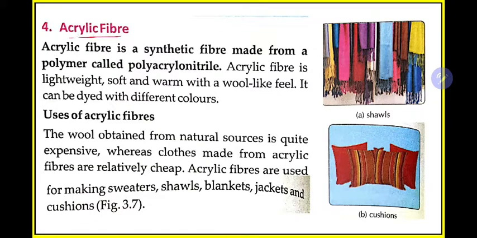Next is acrylic fiber. So what is acrylic fiber? This is the last type of fiber we are reading over here. Then in the next class we start the next type. Acrylic fiber is a synthetic fiber made from a polymer called polyacrylonitrile. Remember this term, polyacrylonitrile. It is a big term, try to remember this. Acrylic fiber is made from this polymer.